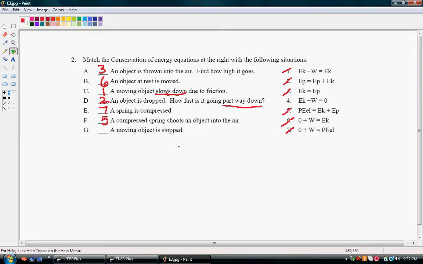Alright, and then G, a moving object is stopped. So it was moving, kinetic energy, it stopped. So negative work stopped it, and now there's 0 energy. Oh, here we go. We have kinetic energy, negative work was done on it, and now it's stopped. So G would be 4.